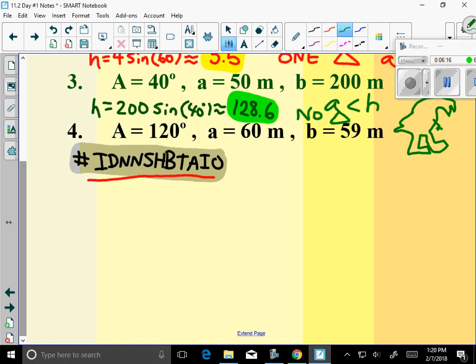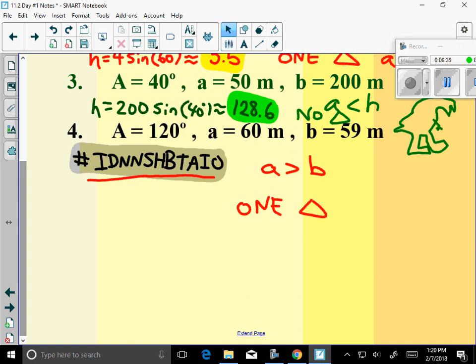Okay. Wow, this acronym. I don't need no stinking height because the angle is obtuse. You don't have to find the height. All we have to do is compare A and B, right? If it's obtuse and A is greater than B, we have 1 triangle. If A is less than B, we have 0 triangles. A is greater than B. Therefore, we have 1 triangle. So 1 triangle exists. Cool.